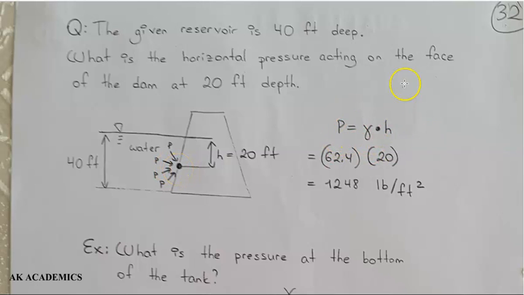We know that pressure is equal to specific weight times height. We know our specific weight to be 62.4. We know the height has been given as 20 feet now. So don't mix it up. You're going to use 20 feet, not 40 feet. The height is 20 feet, so it's going to be 20 feet multiplied by 62.4, and that gives us 1248 pounds per square feet.